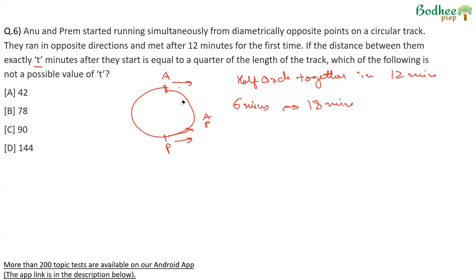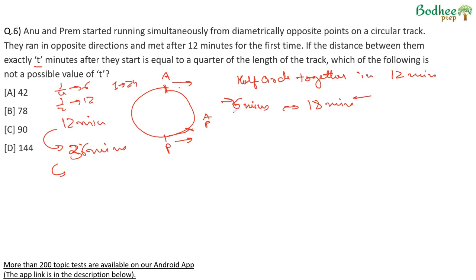The second meeting: since the first meeting happened after 12 minutes, for half the track, the next meeting will happen 24 minutes after the first meeting, that is after 36 minutes. 6 minutes before this also the difference will be a quarter of the track, because together they are doing 1/4 of the circle in 6 minutes, half the circle in 12 minutes, and therefore a full circle in 24 minutes. So both of these conditions will start repeating after every 24 minutes.